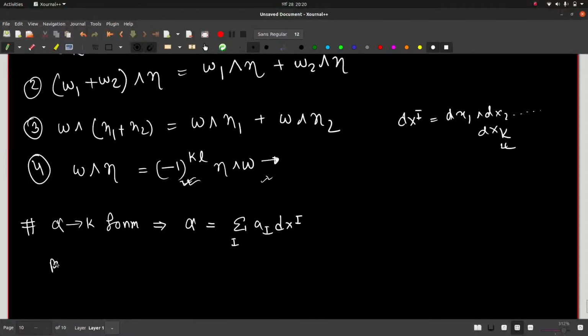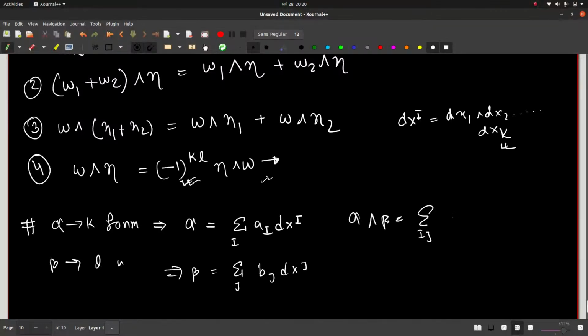And if you have a beta, which is an L form, which can be written as a sum over, let's say, J, of b_J dx_J, then alpha wedge beta will be just the sum over I and J of a_I b_J dx_I wedge dx_J, something like this. So that's the reason we are calling it simplifying, because all of these dx capital I and dx capital J will contain actually k and L forms respectively. That means there are more dx's inside those things.